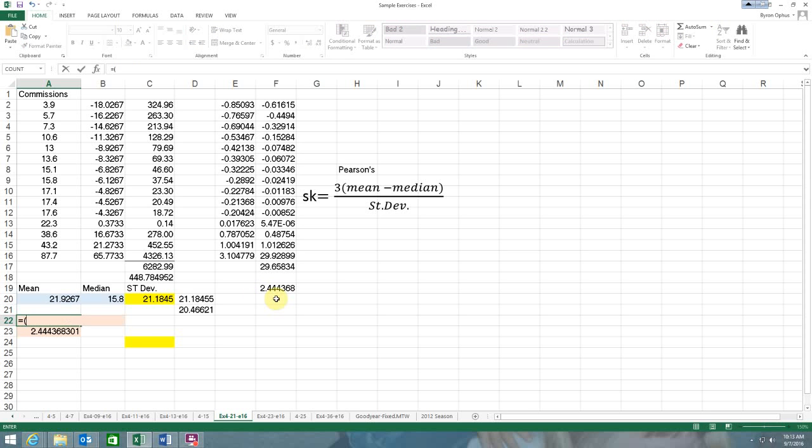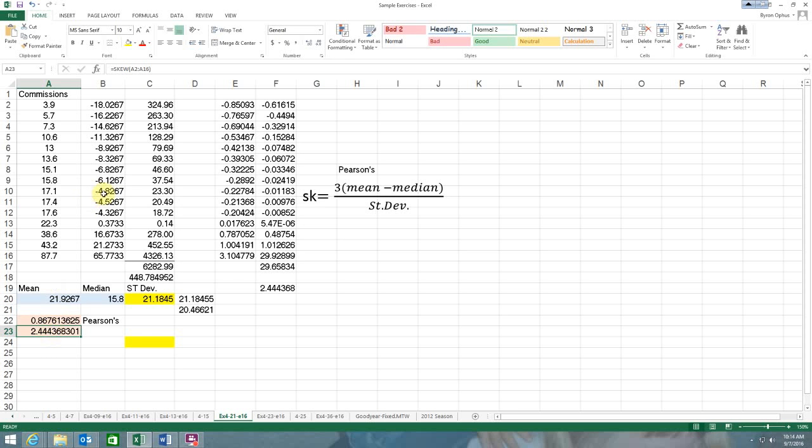And I need parentheses, I think, because I'll do the top part here. 3 times, and I'm going to use another parentheses, the mean minus the median. End parentheses, and then I put another parentheses in there, and I divide that by my standard deviation. Okay, and so there's my Pearson's skew, and that one might even be available. I think it is actually in the software as well. We can take a quick look.